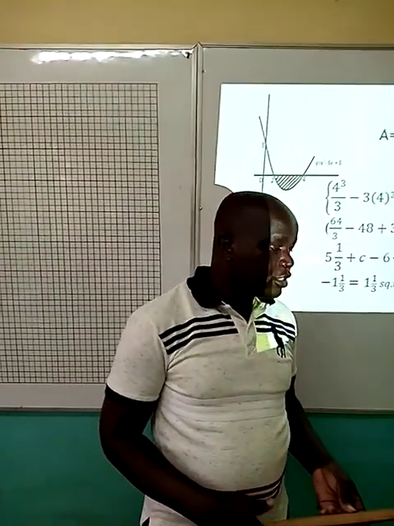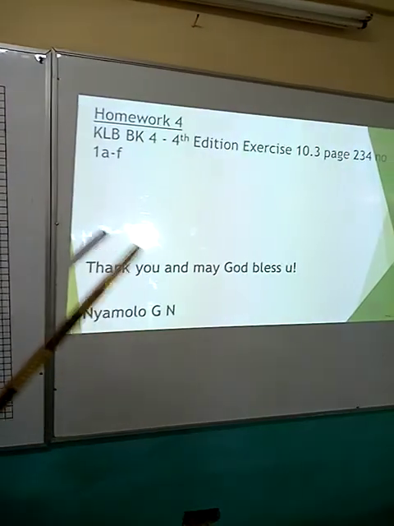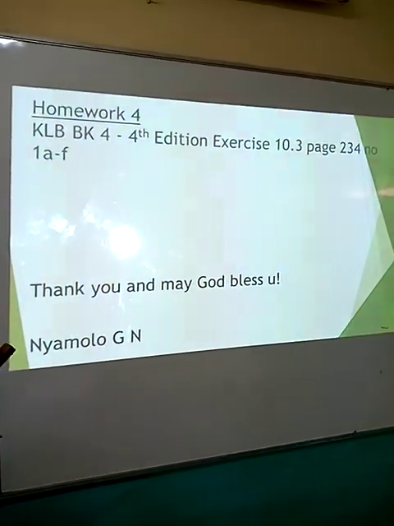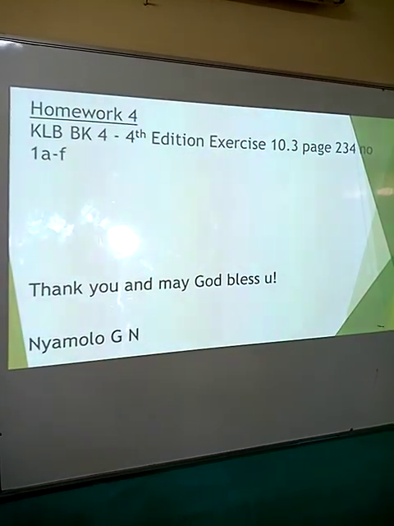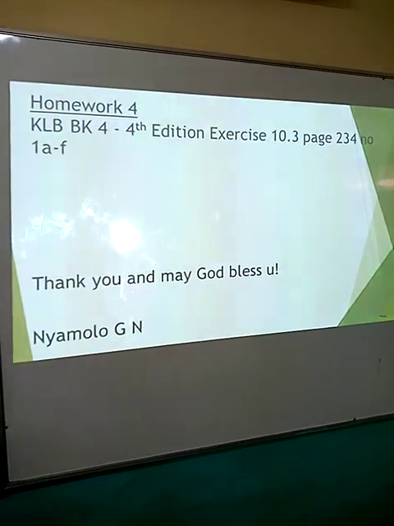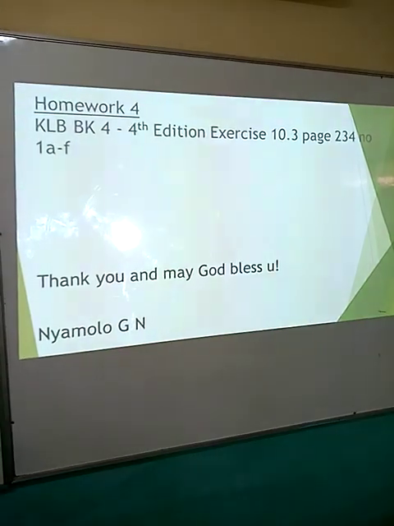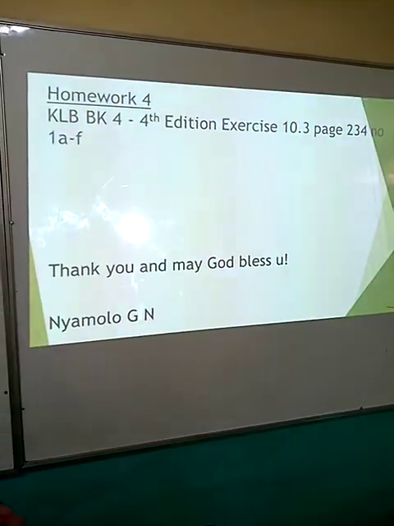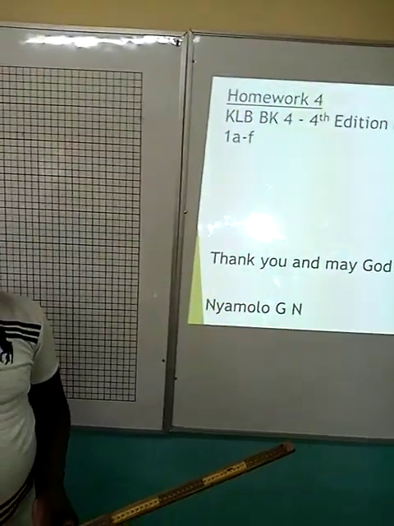But for now, I want us to end there and look at exercise 10.3 in KLB book 4, page 234. If you look at number 1 to F, two of them we have already done here, but you can go there and follow through. Graphs are already drawn there for you. Yours is to just determine the area. They are highlighting some of the things we have talked about and some of the things we shall talk about in our next class.